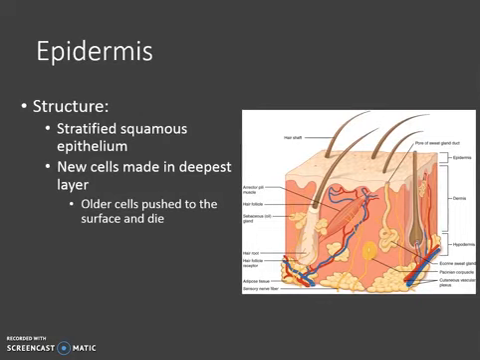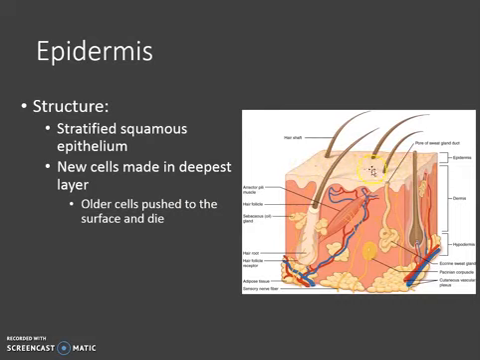So let's start by looking at the structure of the epidermis. The epidermis is made up of stratified squamous epithelium. If you remember from the lesson on tissues, stratified means that there are multiple layers of cells. Squamous means that the cells on the surface are kind of flattened, and then epithelium is just the type of tissue it is.